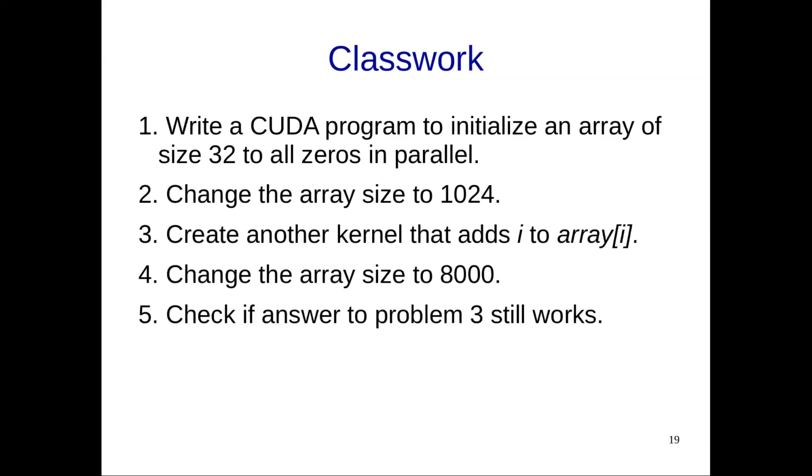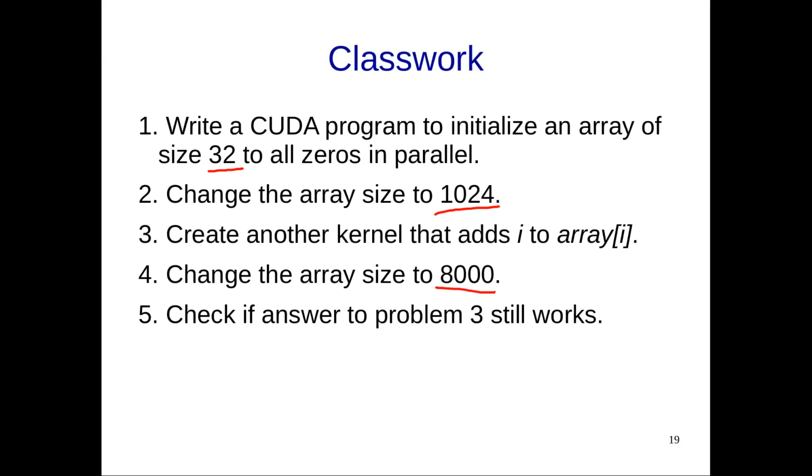Now let's change this. Suppose I call it with 1,32. If I call it with 1,1024, will the code work? It turns out, as you will see, that the code still works. Now change this array size to 8,000, anything above 1024, and let's call the kernel with 1 comma that many threads. It is not going to work.